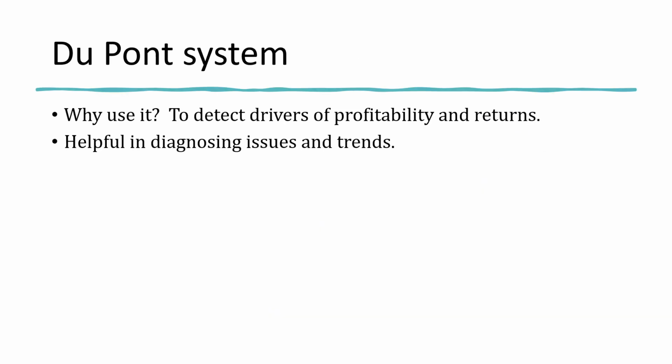So why do we use the DuPont system? Well, we use it to look at what's driving profits and revenues. And we can use it to diagnose issues and trends. So if we were to look at the components over time, that'll tell us something about how these returns change over time.